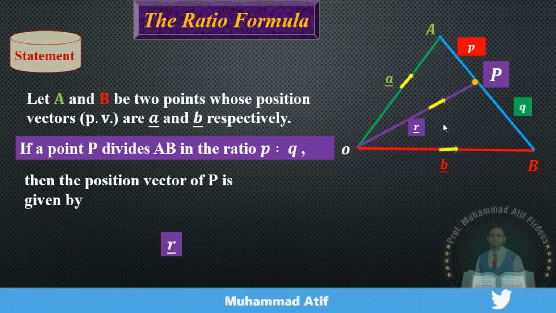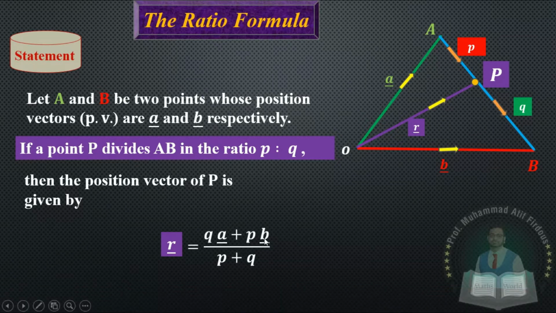Then the position vector of this point P will be equal to (qa + pb) over (p + q). That means you have to prove this position vector must be equal to this. You can remember this formula very easily by a multiplication sign. You can multiply this a with q, it's opposite multiplication, or just a cross sign, a into q and p into b. You can also see a color language related to this formula. So this is the statement of the ratio formula.